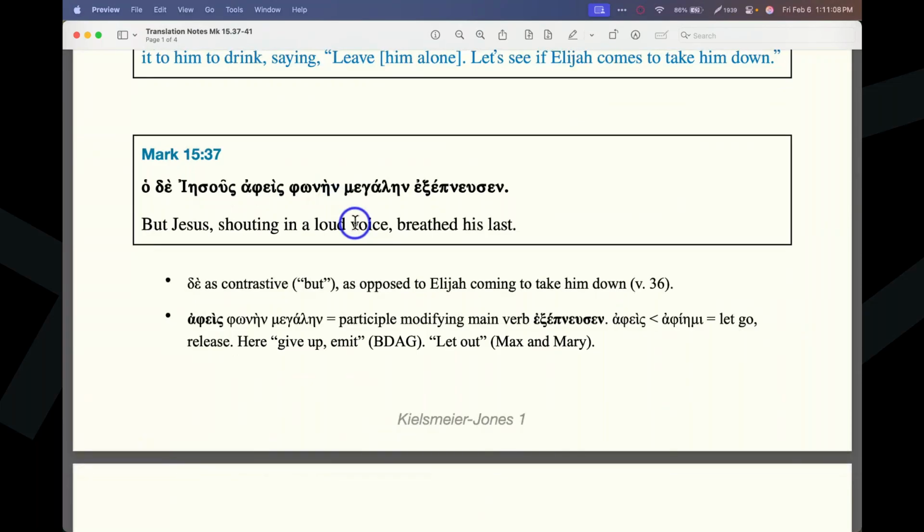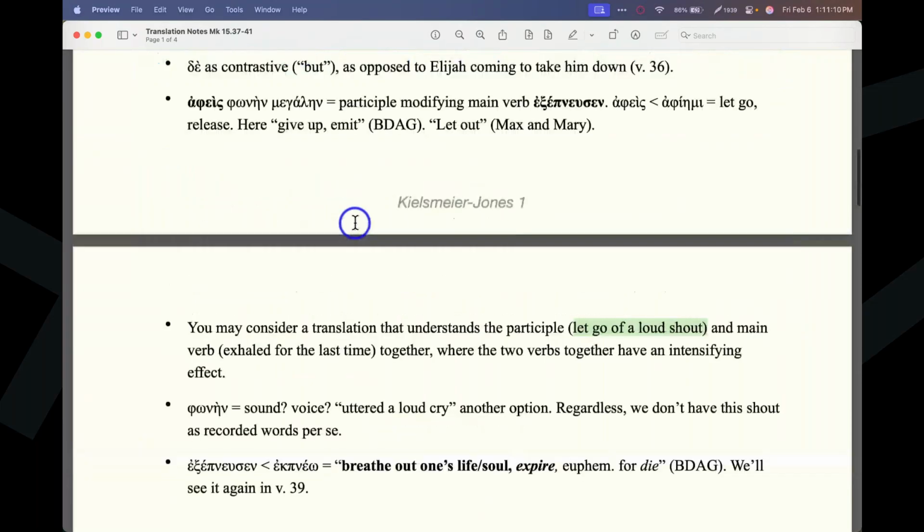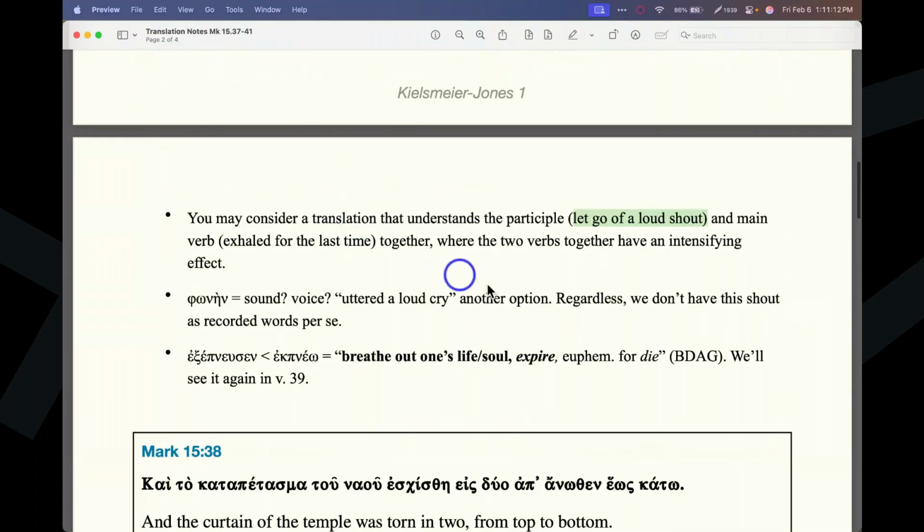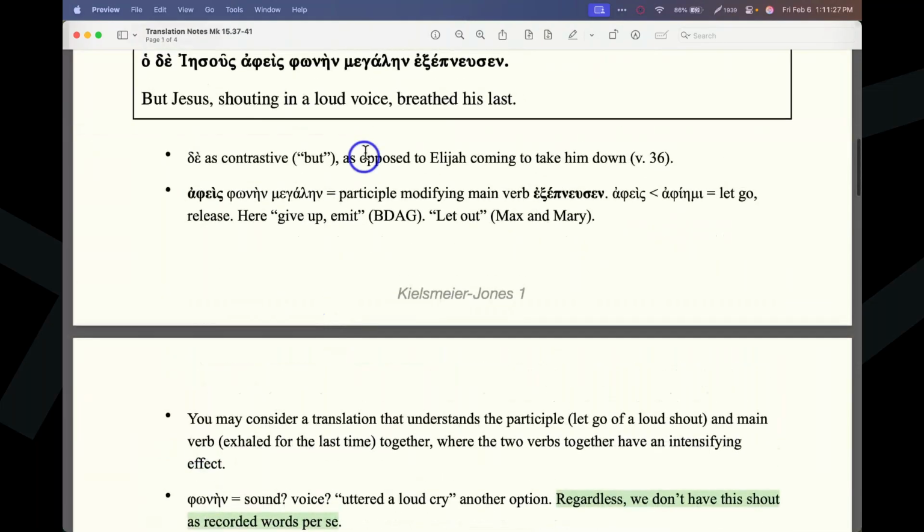You do need to choose a word, voice or sound. What I note for sure, though, is that Mark doesn't give us this shout or this loud noise or this groan, or whatever you want to translate it as. He doesn't give it to us as recorded words per se. So you can translate it as voice, but Mark at least isn't explicitly telling us voice in the sense of, and here were the words he said. We just don't get that. This sounds like a wordless thing.